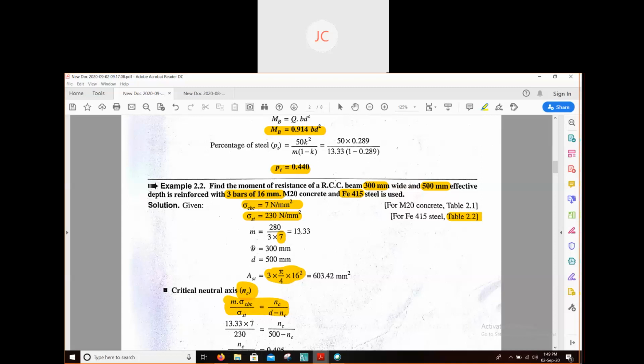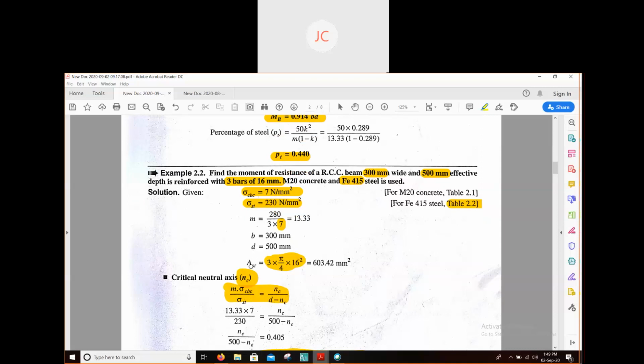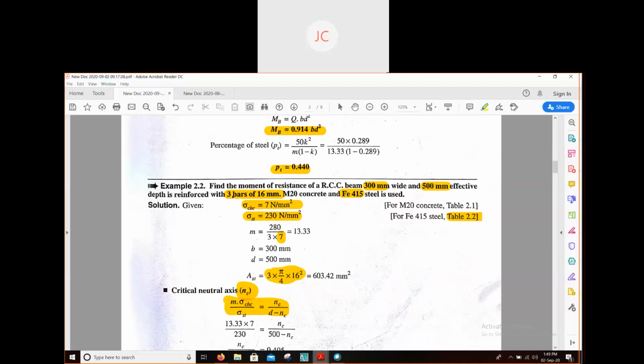Then b means the width of the beam, 300 millimeter, given in the question. d means the effective depth, also given in the question. Ast means area of steel. In this question it is mentioned that we are using 3 bars of 16 mm diameter. The area of 1 bar is pi by 4 d square, because our bars are circular in section, and since we are using 3 bars, multiply by 3. So we have got the value of Ast.